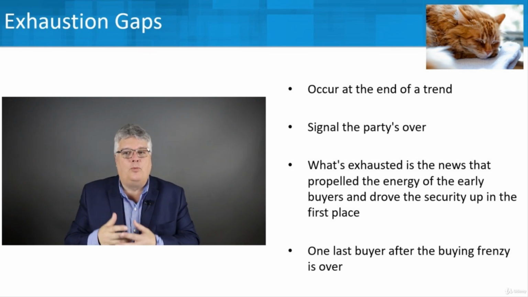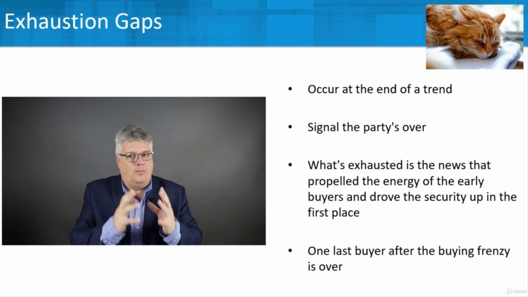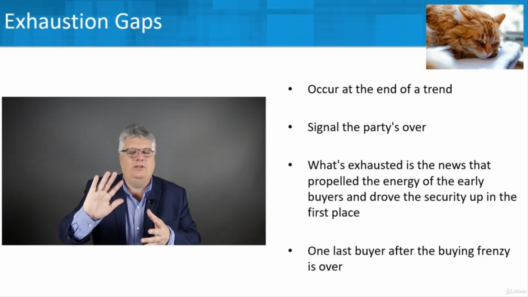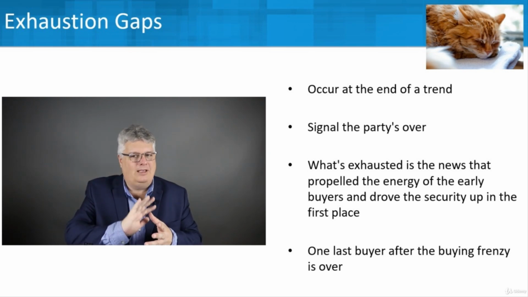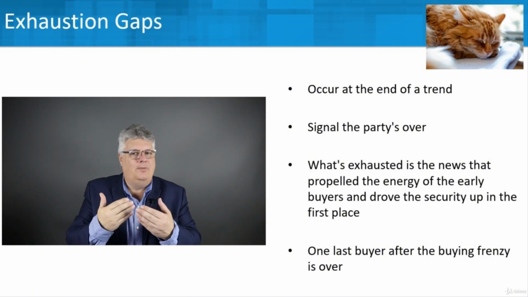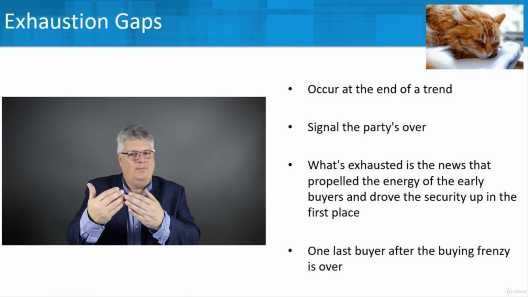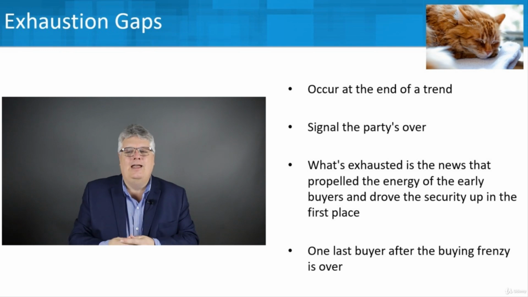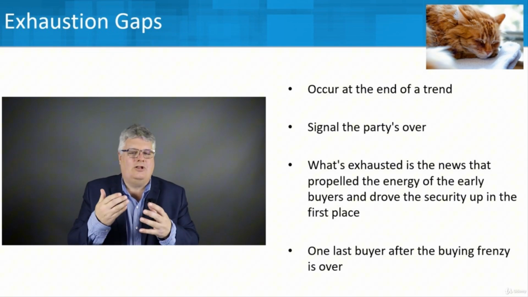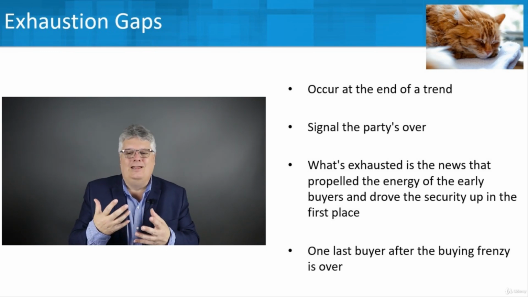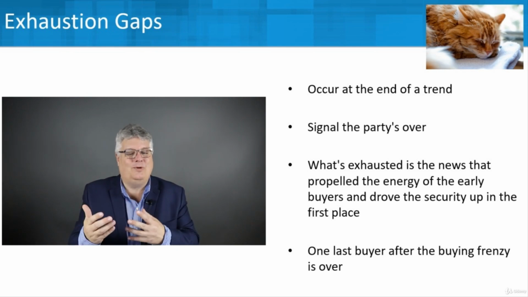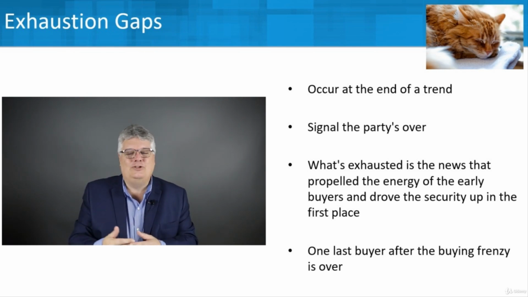Let's say it's an upward exhaustion gap, right? So you might have had a breakout gap that changed it and made it go up. You might have had a runaway gap that continued that trend, keeping it going forward. But at some point it runs out of steam and has maybe another gap in prices, where you see what's called an exhaustion gap. It's kind of like that one last buyer after a buying frenzy is over. There's one last person and then it starts to go the other way. That's what an exhaustion gap is.